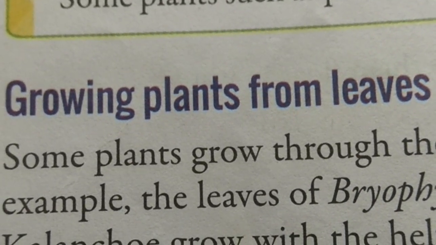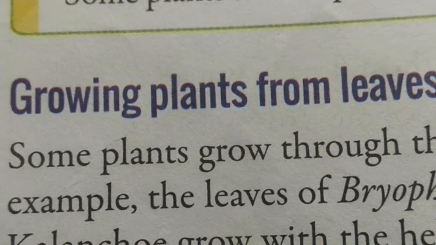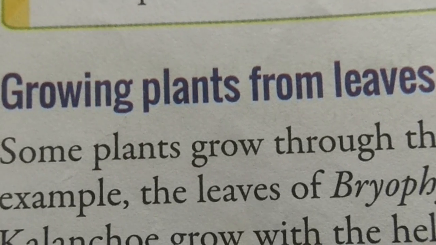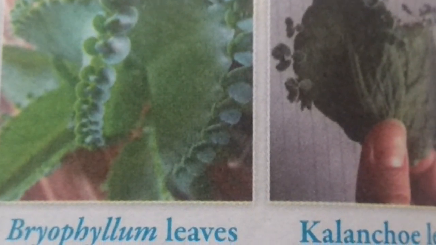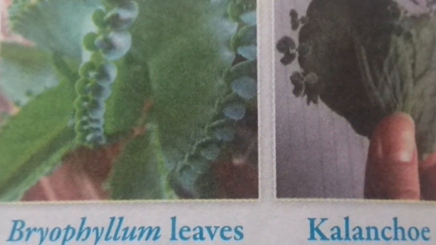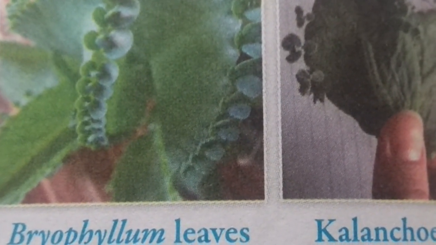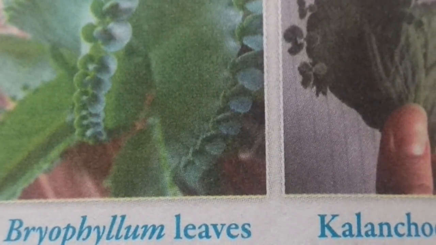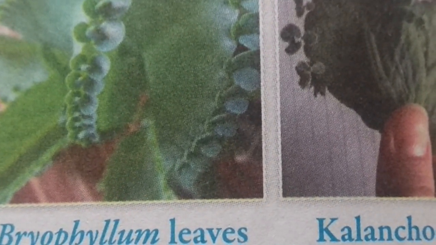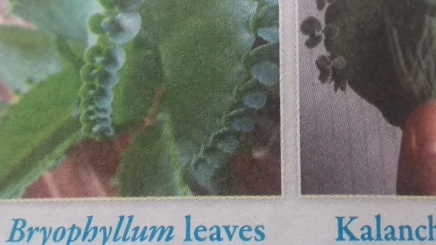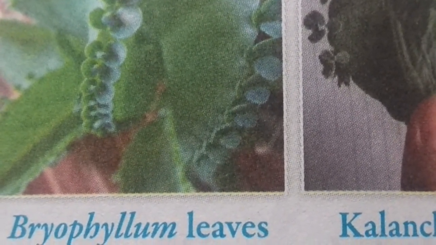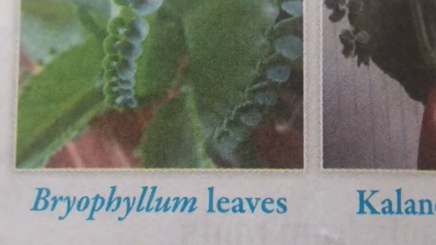Now comes growing plants from leaves. Some plants grow through their leaves. For example, Bryophyllum and Kalanchoe grow with the help of their leaves. Their leaves have buds on the margins which grow into new plants. These can be detached and put in the soil and watered regularly. Then they grow as individual plants.